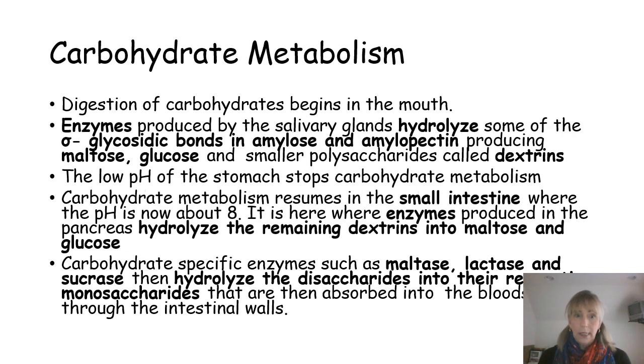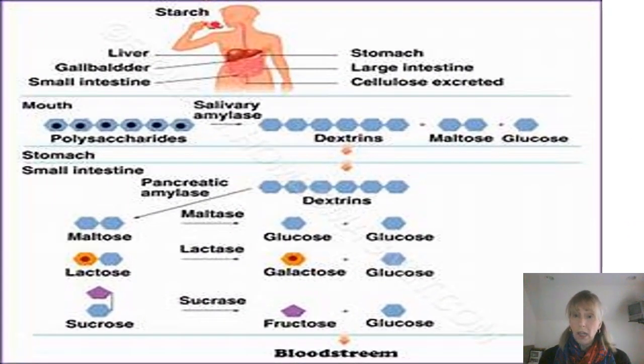Here we have the very last slide. It shows the course of carbohydrate metabolism from our polysaccharides in the mouth. Our salivary amylase breaks things into maltose, glucose, and dextrins, which are smaller pieces. The stomach pretty much stops carbohydrate metabolism, but it's picked up again in the small intestine. Dextrins are broken into maltose.